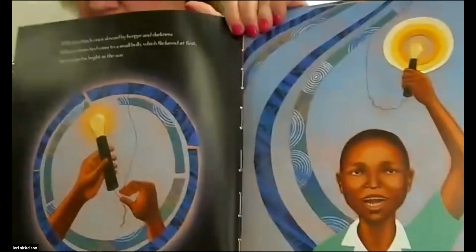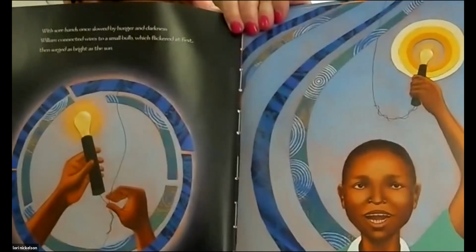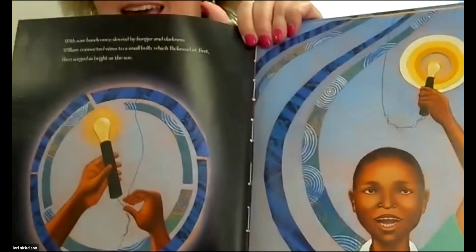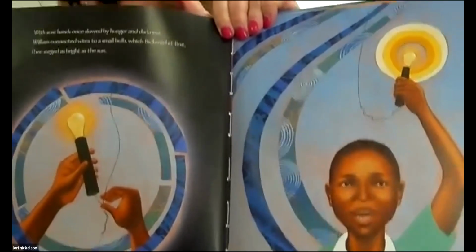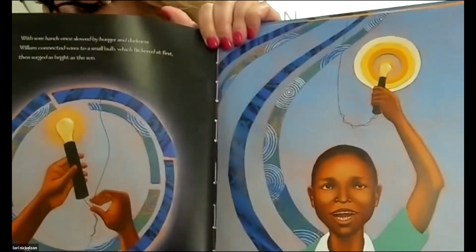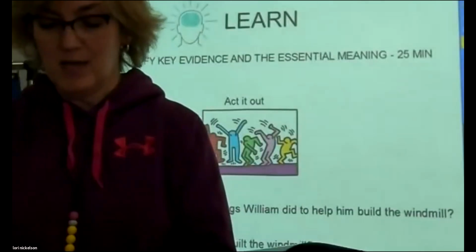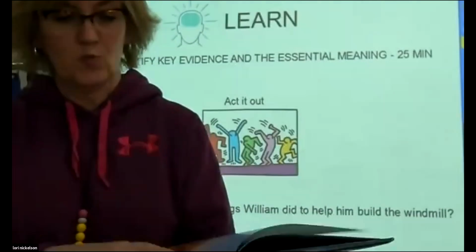So looking at these pages, what did he do? He connected the wires and used the power from the windmill to make electricity, right? Okay, so let's look at another page. 26.